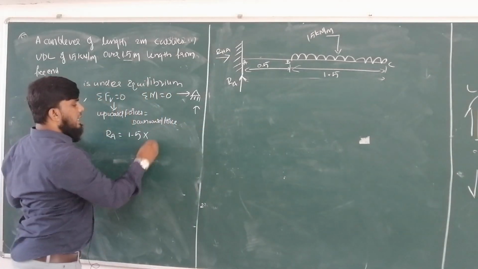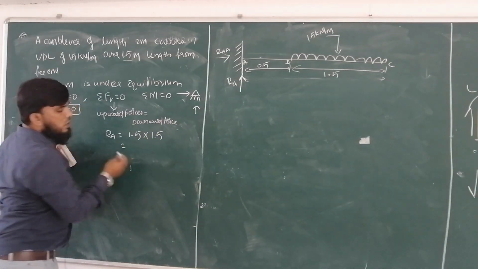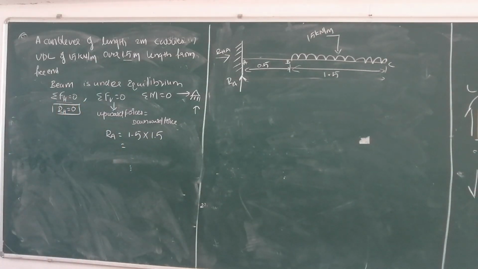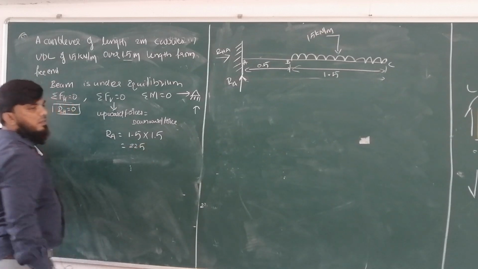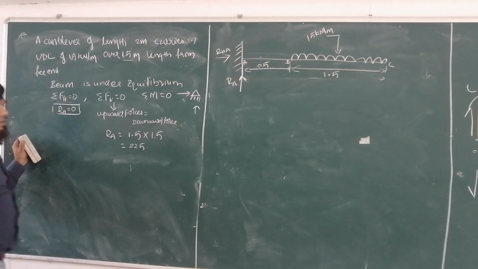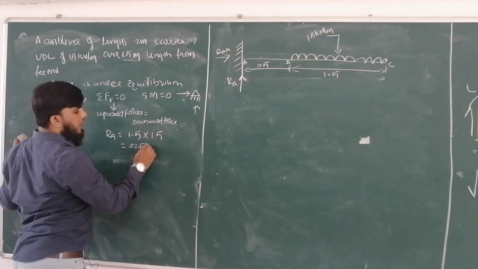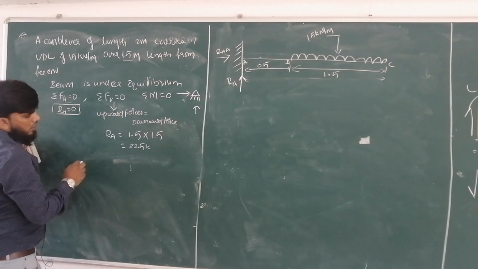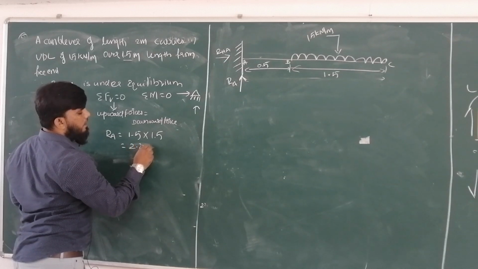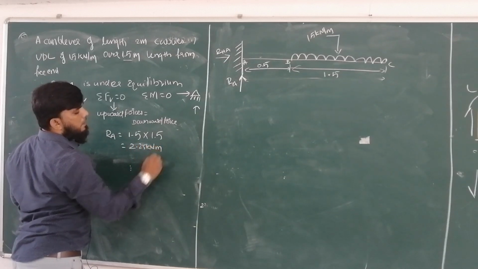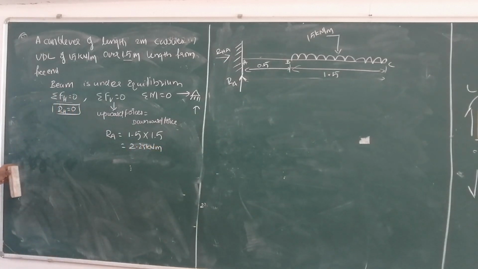So the downward force will be RA equal to 1.5 into the length of the UDL, which is again 1.5. What will be the value of this? It is 2.25, because 15 fives are 75, 15 ones are 15, giving 225, and with the decimal places it is 2.25 kilonewton. You have got the load.